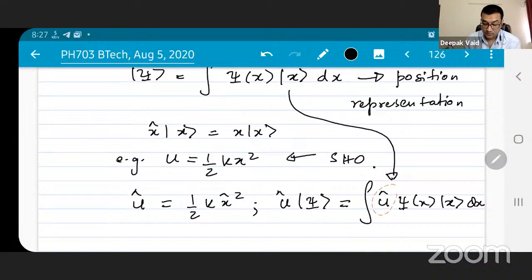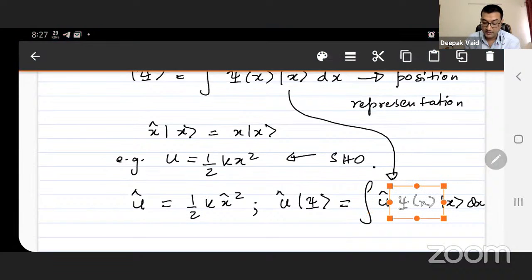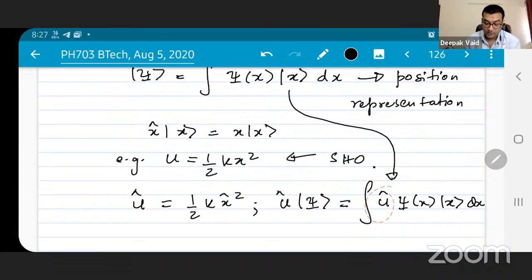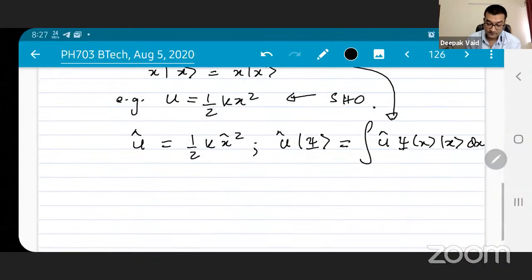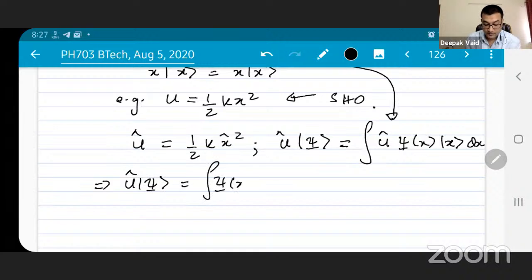So this is an operator and psi of x is just a number, right? So this operator will act on this state x. I can write this as U acting on psi is equal to the integral of psi of x, operator U acting on the state x, dx.